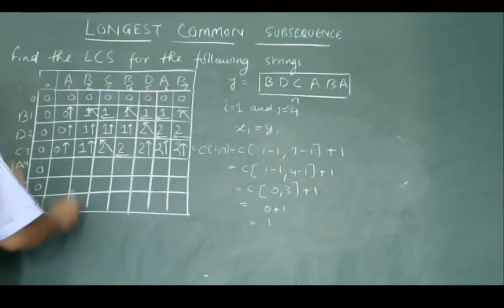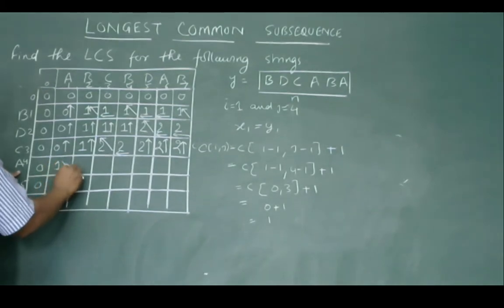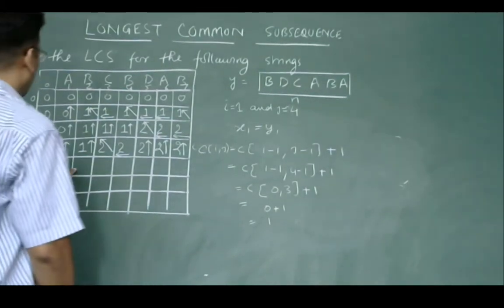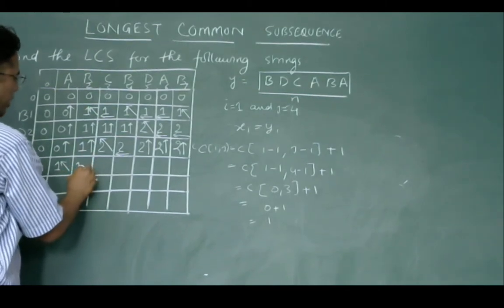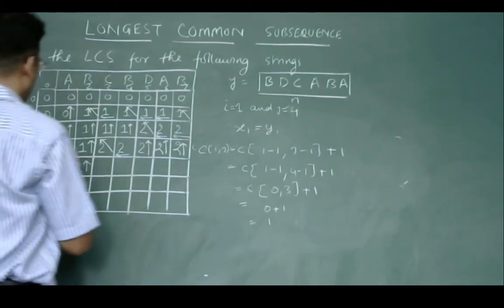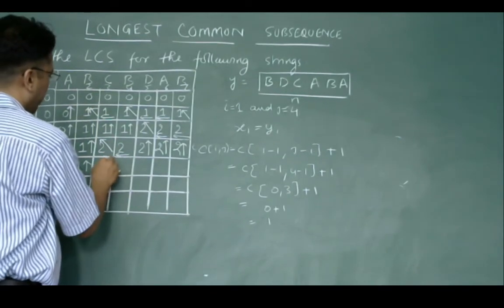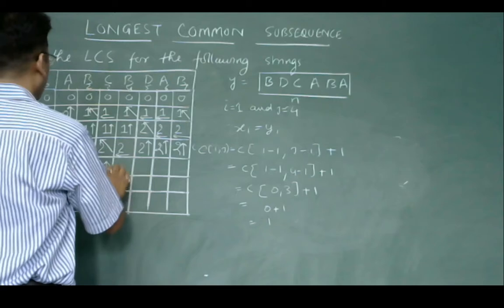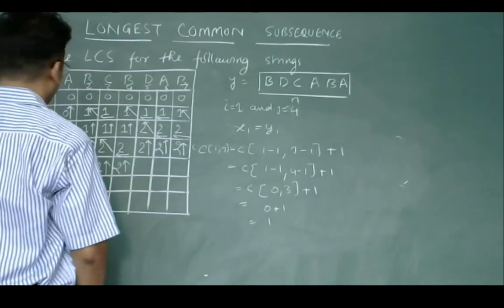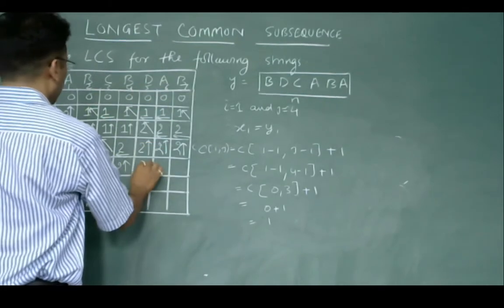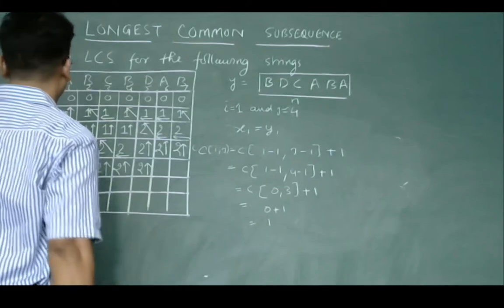Fourth row, A and A match, so 0 plus 1, 1, arrow inclined. A and B, no match, place 1, an arrow in the upward direction. Between A and C, no match, place the greater value, an arrow in the upward direction. Between A and B, no match, place the greater value, an arrow in the upward direction. A and D, no match, place the greater value and an arrow in the upward direction.